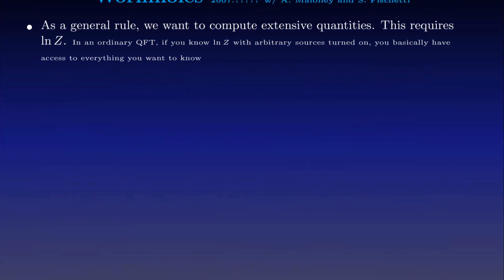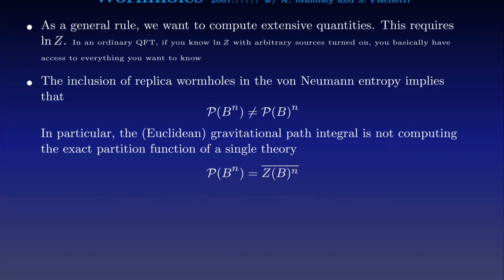And this requires us to compute log Z. In an ordinary quantum field theory, if you know log Z with arbitrary sources turned on, you can calculate almost anything you want. Now, the inclusion of replica wormholes in the von Neumann entropy implies that, here this calligraphic P refers to the path integral, P of B refers to the gravitational path integral with boundary conditions B. So P of B to the n refers to a gravitational path integral with boundary conditions B to the n, so n copies of the boundary B. So the inclusion of replica wormholes implies that P of the path integral on n boundaries is not the same as the path integral on one boundary raised to the power n.